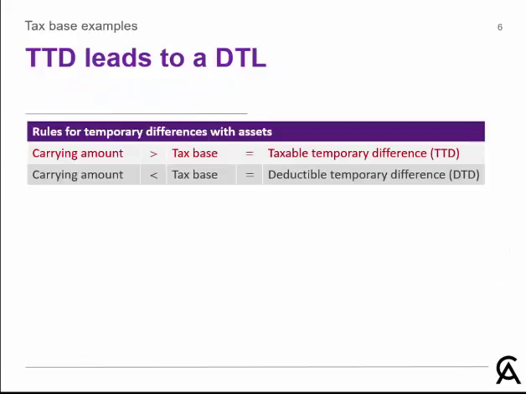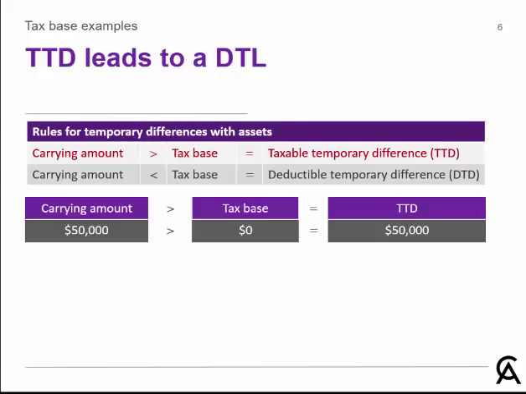Let's put this information into our formula to determine if the prepayment gives rise to more tax in the future, a DTL, or less tax in the future, a DTA. Let's work through the formula. So we calculated the carrying amount, that prepayment asset was $50,000, and we just saw that the tax base was zero.